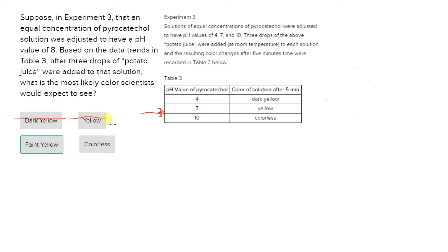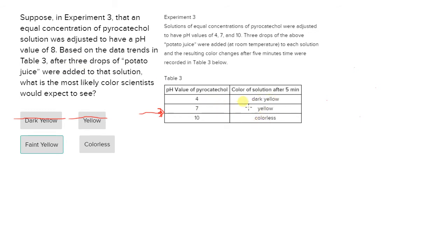We probably could eliminate yellow just because if it's going to be a little bit higher in pH, we're expecting a color change, because every time they've changed the pH in the table, it has changed color. So we wouldn't expect it to stay the same. And then we probably would not expect colorlessness, even though we're heading towards colorlessness, because we're only a small pH value away from 7. We're only 1 pH value away from 7. And so we'd expect just a smaller color change.